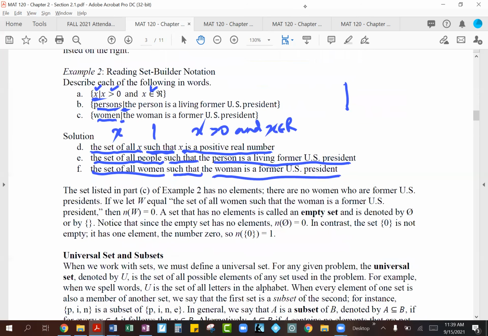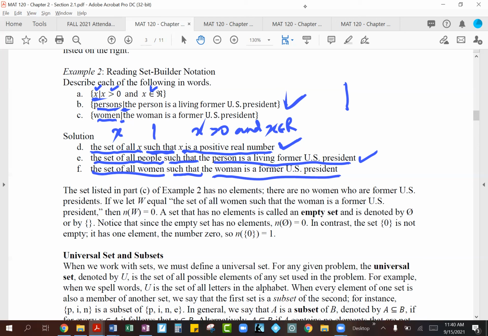So you can see, this is going to be an infinite set for the first one, because that is positive real numbers, and those numbers are going to keep growing and growing. As far as the living former US presidents, that set is going to be a finite set because there's only a few living presidents left, right? So this is not a very large set, but again, instead of using the roster notation, you can use the set builder notation also, like they show you over here.